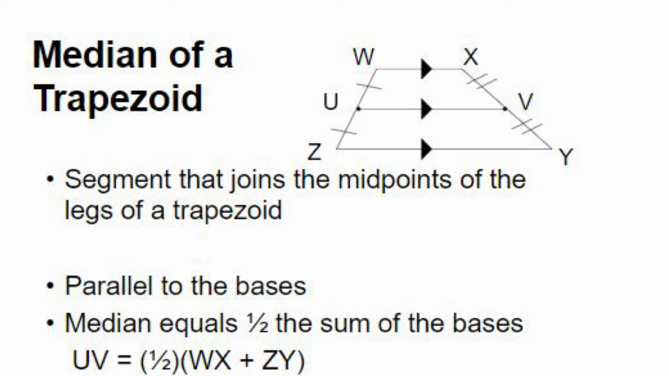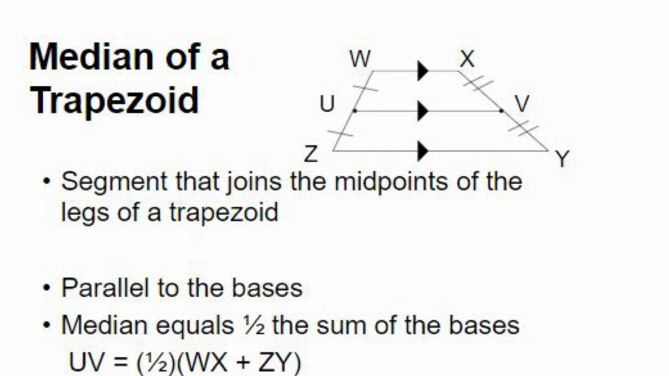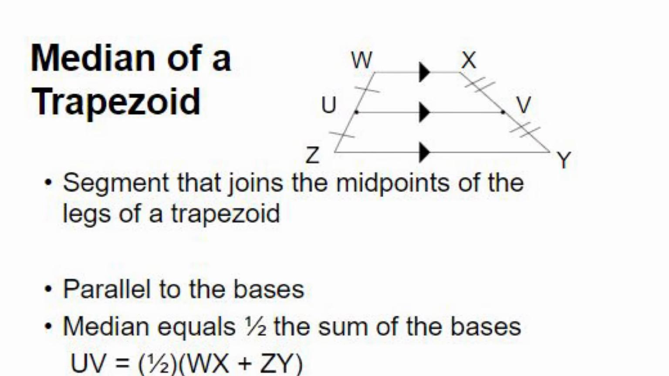Next thing we're going to take a look at here is the median of a trapezoid. And the median sounds exactly like it is, and you actually calculate it like you calculate a median. A median is a segment that joins the midpoints of the legs of the trapezoid. So we go halfway down a side, and then halfway down another, and then we connect those dots.